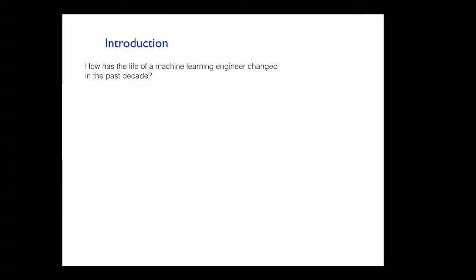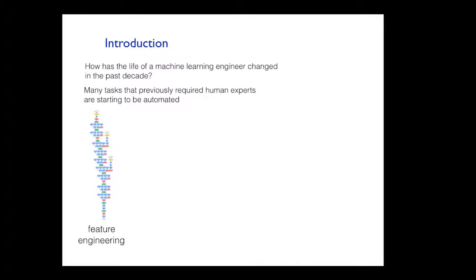Okay, I want to begin by asking, how has the life of a machine learning engineer changed in the past decade? And I would argue one of the biggest changes is that a lot of tasks, which used to require a lot of human expert time, are beginning to be automated. Feature engineering used to be a big task if you were developing a system for computer vision or for speech understanding. But now in a lot of cases, we can train a neural network directly from the raw inputs, which can do as well or better than human engineered features.